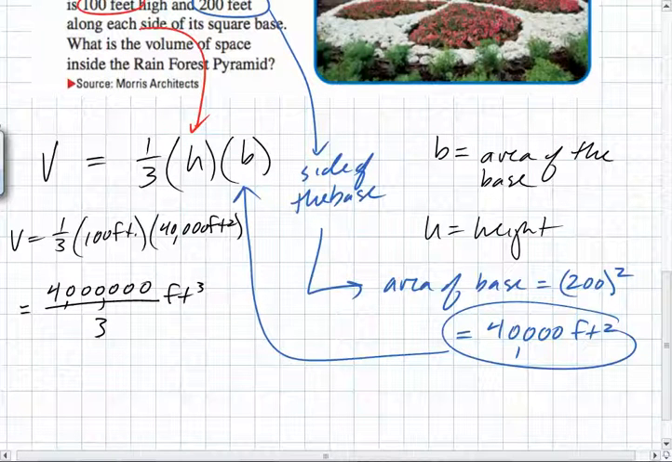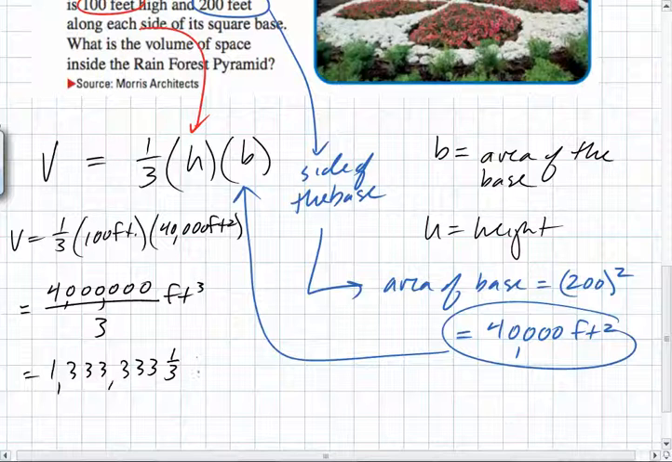So you could do the division there. What's 1/3 of 4 million? What's that going to be? 1,333,333 and how much? And 1/3. You can write a mixed fraction in that case. I don't really like mixed fractions, but that's okay. But what's the unit here? Feet cubed. It's important that you put the units in there. Very important that you put the units in there.